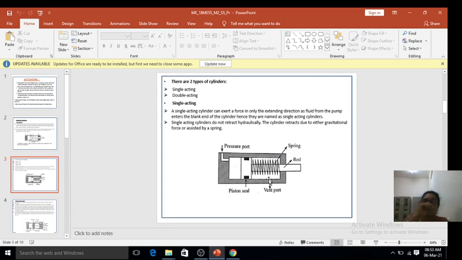There are two types of cylinders: single acting cylinder and double acting cylinder. A single acting cylinder can exert a force in only the extending direction, as fluid from the pump enters the cylinder. That is, when the piston moves from cap end to rod end, the inlet port is open and fluid enters the cylinder. This is called extension. For the retraction, a spring or gravity force is used in the single acting cylinder.